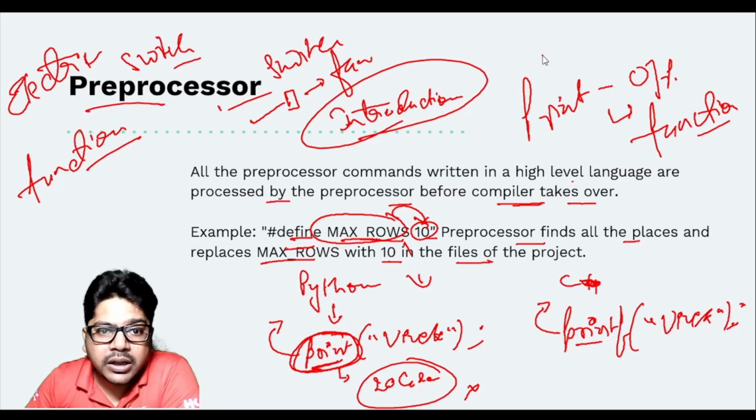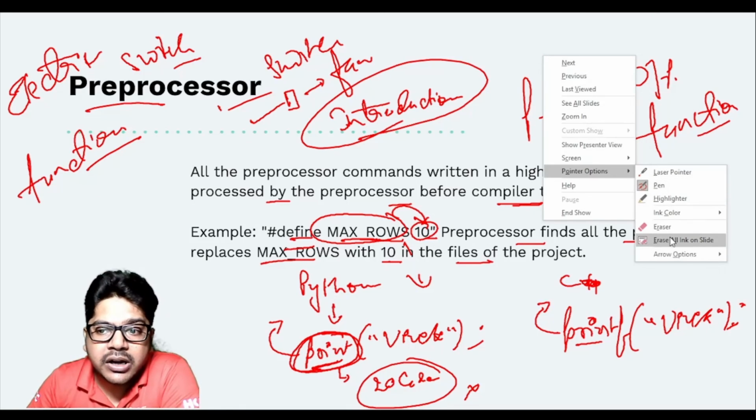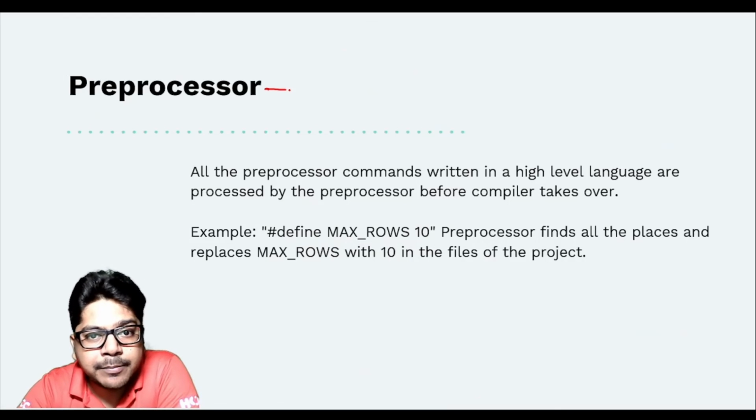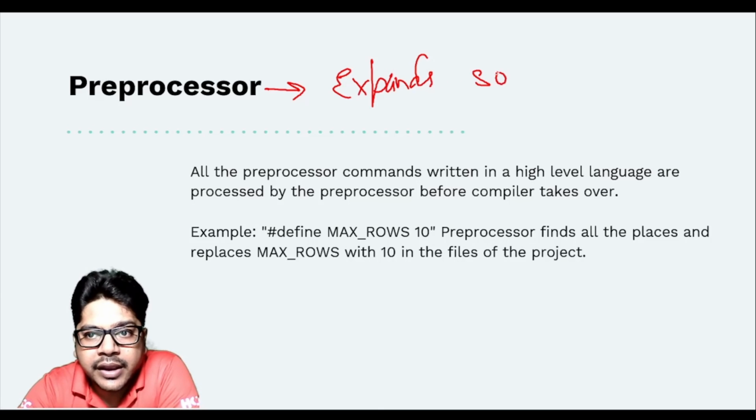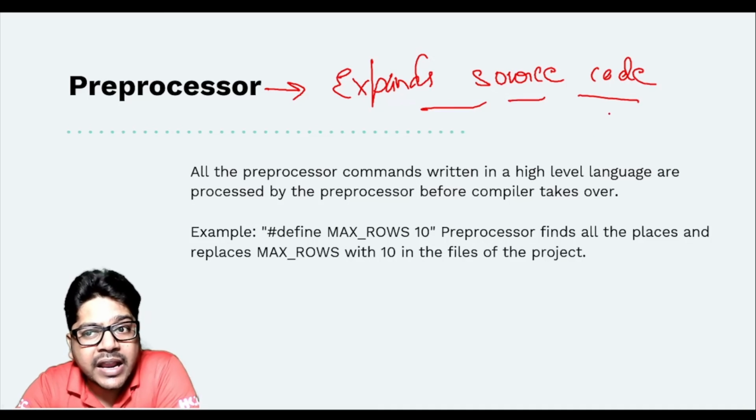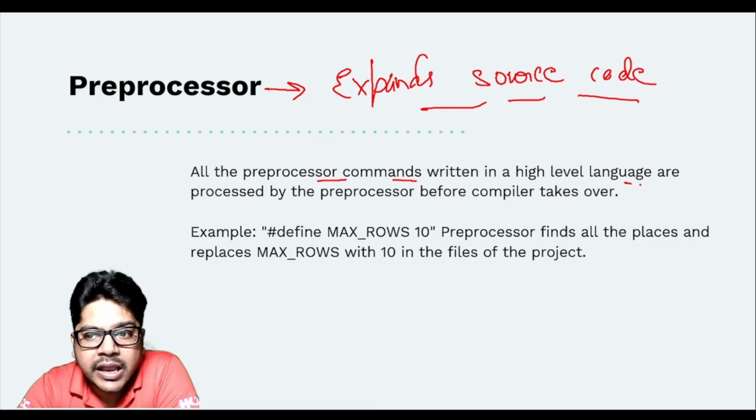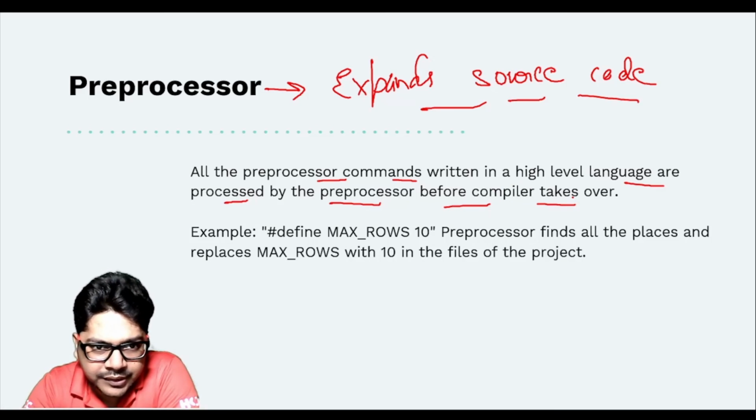Okay, so what the preprocessor does, in short, is that it expands the source code. अगर आप सिर्फ इतना ही समझो, अभी इतना ही काफी है. It expands the source code so that the compiler can take over from there onward. So all the preprocessor commands written in high level language are processed by the preprocessor before the compiler takes over. Okay, this is the role of a preprocessor.